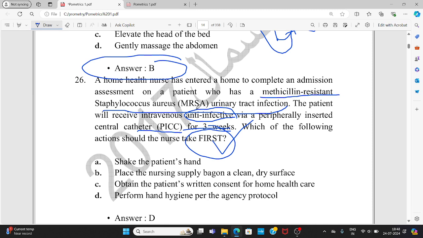So now you can shake the patient's hand. Now, place the nursing supply bag at a clean dry surface. No. Obtain the patient's written consent for home health care. Okay, this can be, but a little later. First is what? Perform hand hygiene as per protocol. So this is the first thing. Okay.